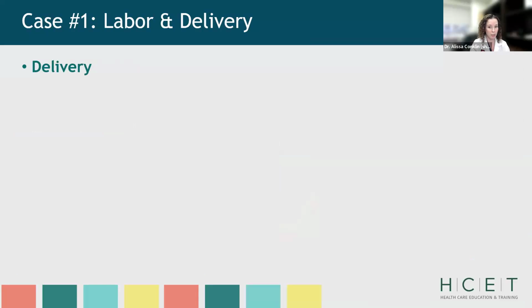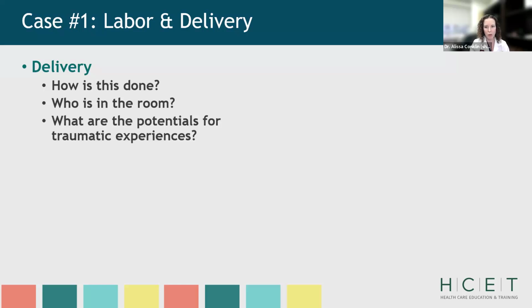When it comes to the actual delivery, how is this done? Frequently, many people come into the room beyond the labor nurse and physician or midwife. For us, this makes sense. Everyone has a role, but it often happens without explaining or asking the patient. And this brings up the very important point of consent.